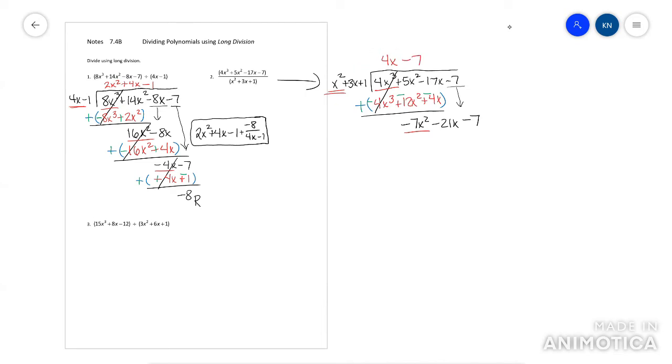So that's going to make negative 7x squared minus 21x minus 7. I have to subtract this whole thing. I'm going to distribute my negative and change all these signs. And then I'm going to combine. The x squareds cancel. Negative 21x plus 21x is 0x. Negative 7 plus 7 is 0. So I don't have a remainder here. So my answer is just 4x minus 7.